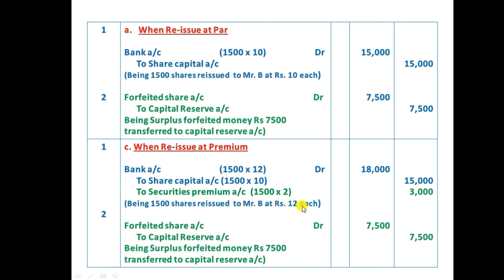And we should write the narration being 1500 shares reissued to Mr. B, rupees 12 each. And even in this situation, we need to transfer excess forfeiture money to the capital reserve account. As we know well, Mr. A paid 5 rupees into 1500. That surplus money we need to transfer to capital reserve account. So forfeited share account 7500 to capital reserve account 7500. We should write the narration being surplus forfeited money 7500 transferred to capital reserve account.